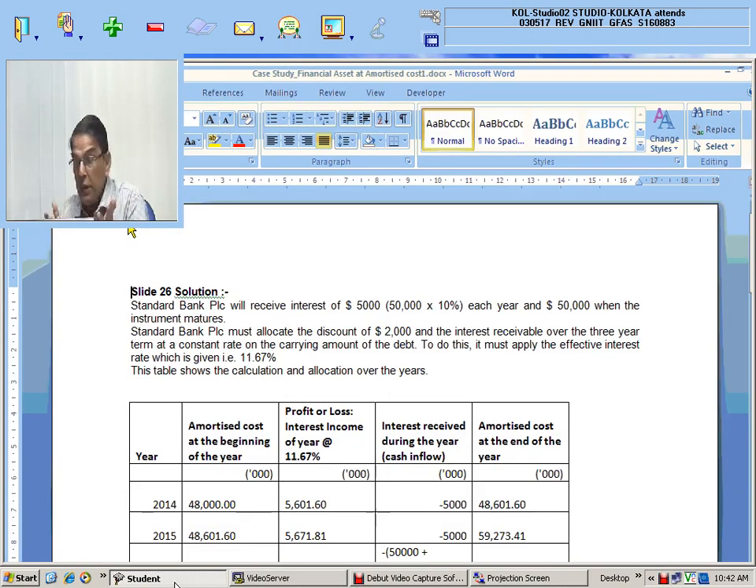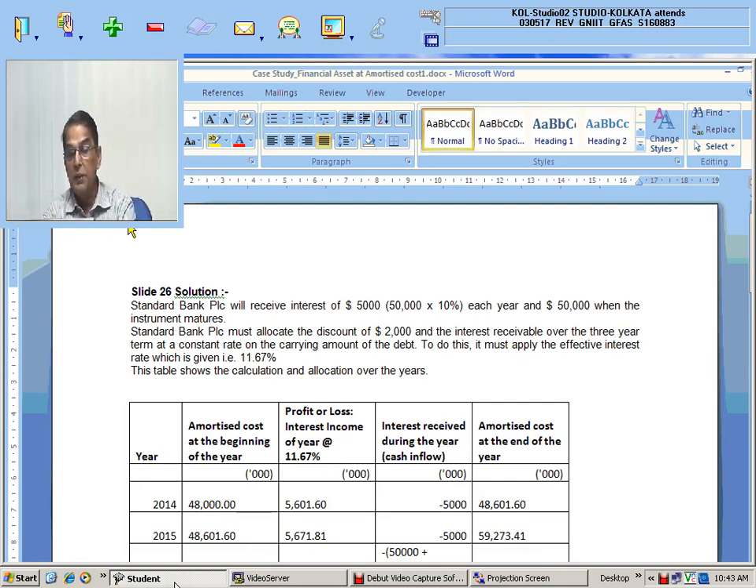So everything is expressed here in thousands instead of million, just to reduce the number of zeros. So 50 million means 50,000 really speaking, 50,000 followed by 3 zeros. So we are dropping the last 3 zeros in all the calculation. So 50 million will be considered as 50,000. 48 million will be considered as 48,000.